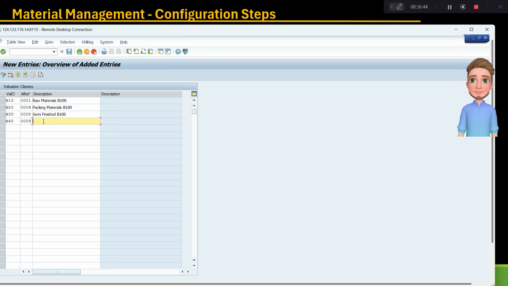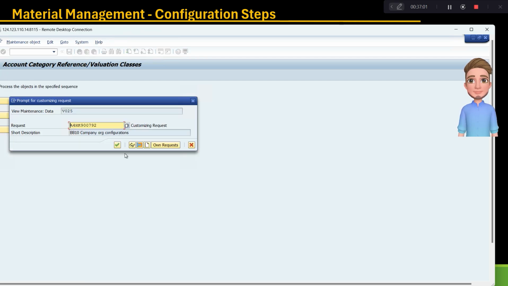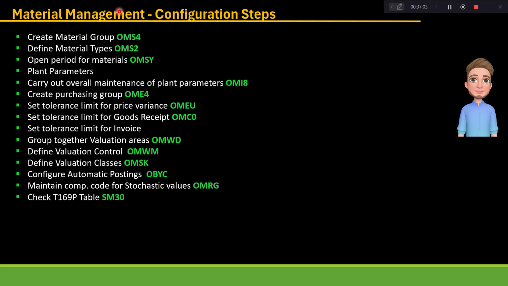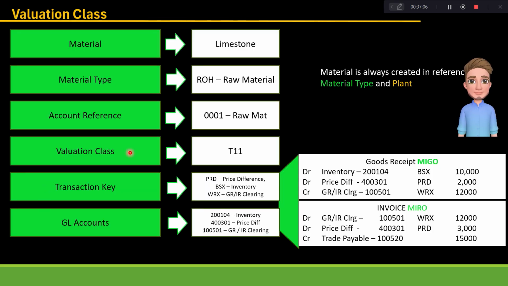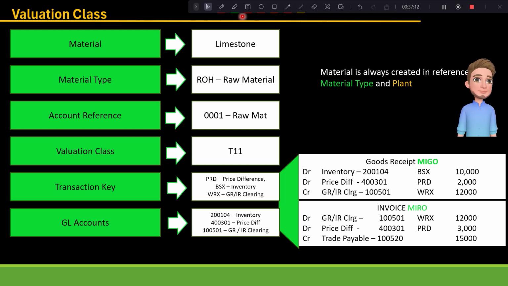Okay. Now this is finished goods for B100. Now look at it, very important. You are assigning your valuation class to your account reference. Let me go back to the PPT and show it to you. Do you remember? I said valuation class will be assigned to account reference. So as I said previously, valuation class is assigned to account reference, and material type will be assigned to account reference. That way account reference forms a bridge.